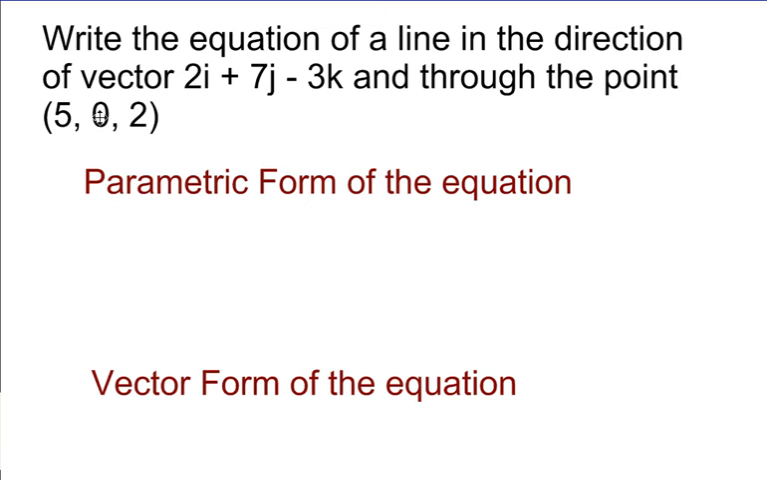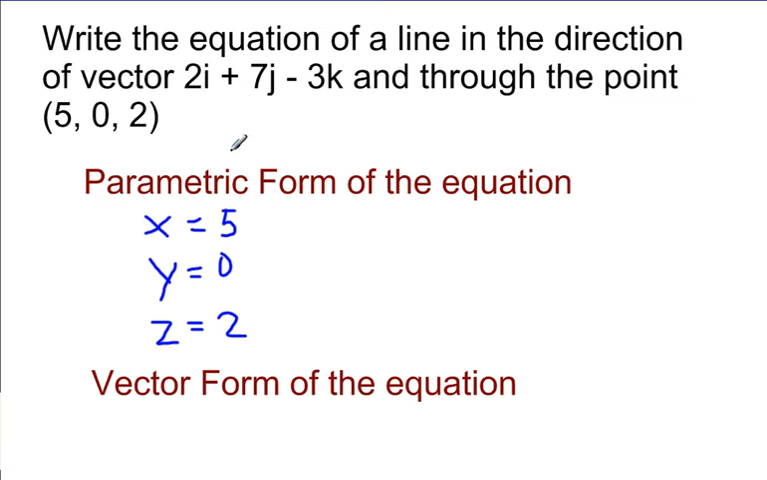So the way we're going to do this is just like when we wrote parametric equations. We're going to start by having our three parts, because it's three-dimensional, x, y, and z. And we have a starting point for each of these, which is 5, 0, and 2. So we're going to start with x at 5, and we're going to start with y at 0, and we're going to start with z at 2.